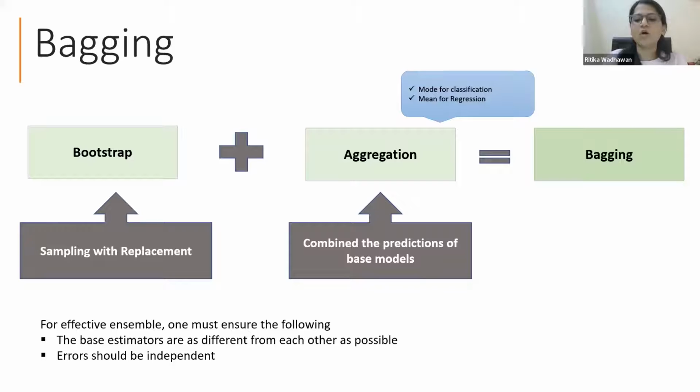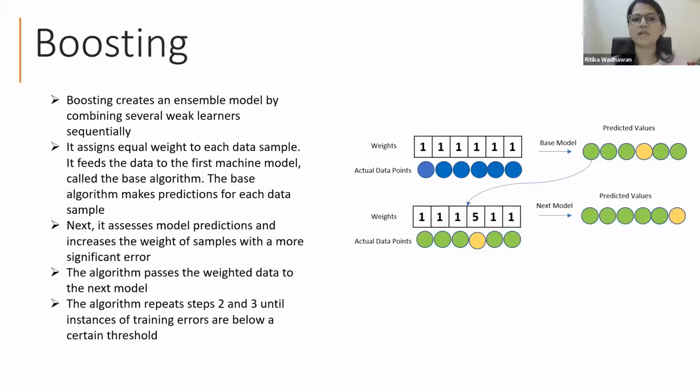That's about bagging. Now let us talk a little about boosting. In contrast to bagging, boosting creates a model by combining several weak learners sequentially. First, the base model is going to run. The feedback of the first model would be fed into the next model, and it is going to learn from the mistakes that the previous model has made. Every succeeding model would learn from the mistakes that the previous model has made. That is how boosting works.